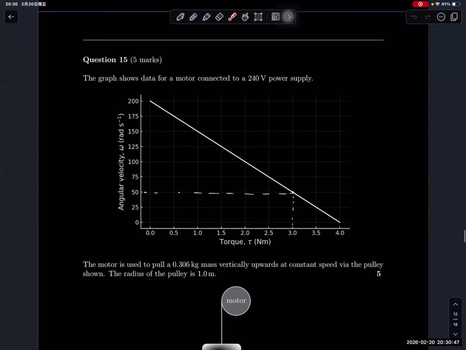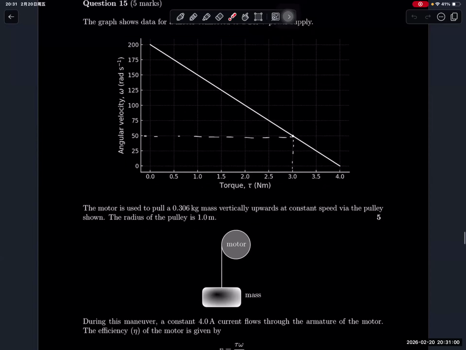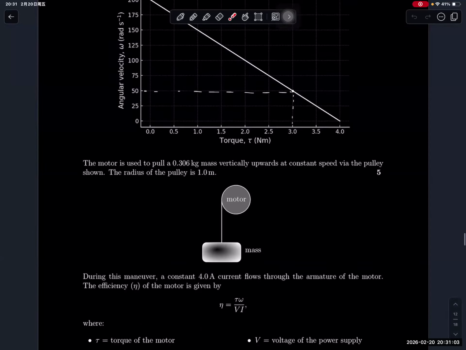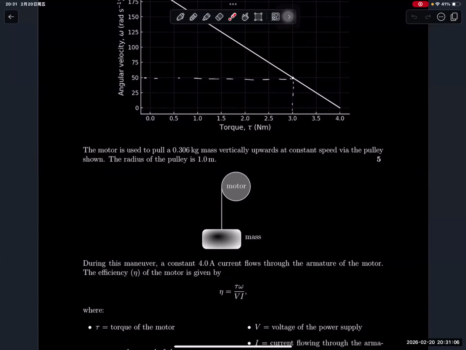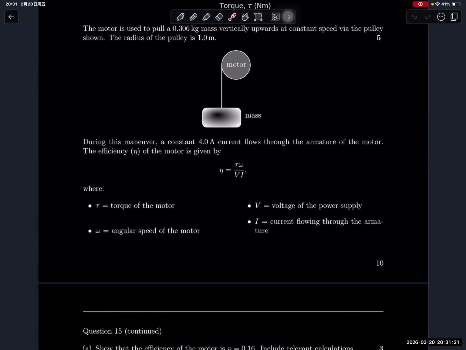Okay, question 15. The graph shows data for a motor connected to a 240 volt power supply. This is just a plot of angular velocity against torque. This question might be a little confusing if you think too much about it. It's pretty much just a graph that shows you some relationship. The motor is used to pull a 0.306 kilogram mass, and the pulley's radius is 1 meter. It then gives you an equation for the efficiency of the motor: the mechanical power divided by the electrical input power. So tau times omega is the mechanical power, and V times I is the input power.